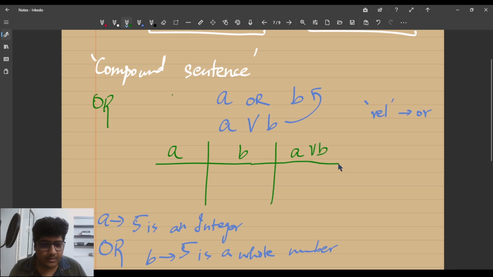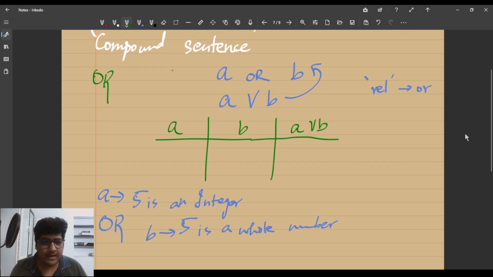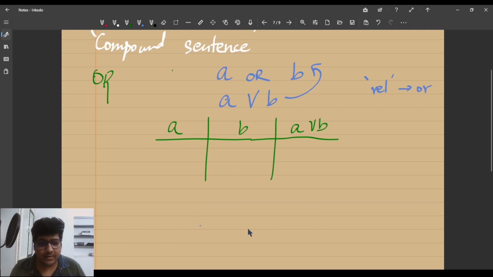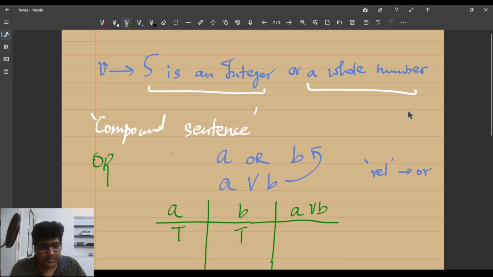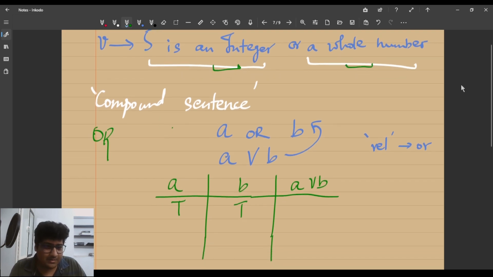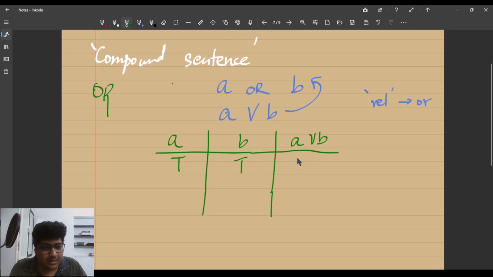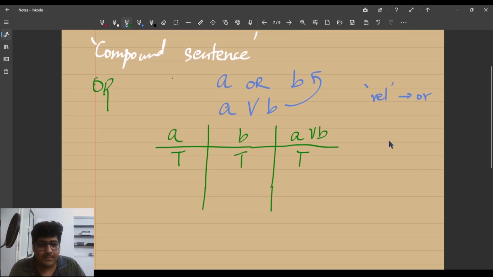So corresponding to all these, I'd write down what the value of A is, what the value of B is, and what the value is for A or B. So if A is true and B is also true, then A or B, according to me, should be true, because if something is true or something is true, if either one is true, the condition suffices. So this will obviously be true.